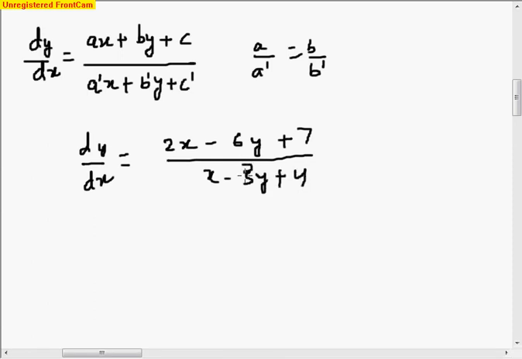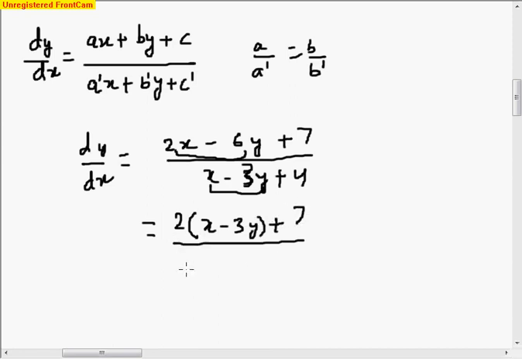Whenever you have a/a', here 2/1 is equal to -6/-3, that is 2. So in this type of equations you can always write this thing as a multiple of the other one. So this is dy/dx = (2(x - 3y) + 7)/(x - 3y + 4). Now the obvious thing we will do is, any guesses?